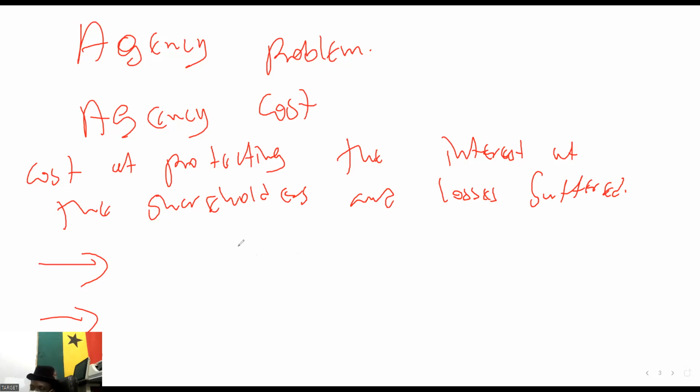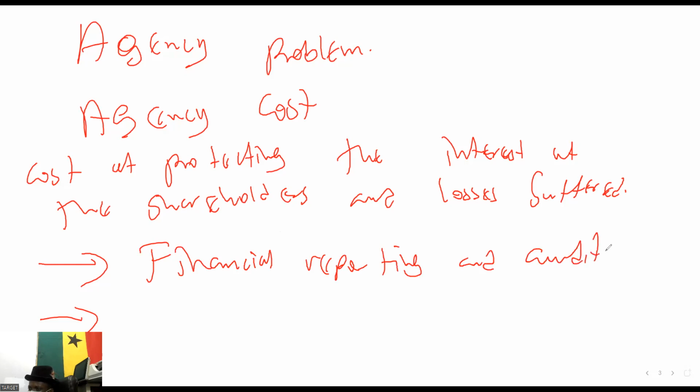Number one is financial reporting and auditing cost. All these are agency cost. Why are we saying financial reporting is an agency cost? Because the Makola woman, a sole trader, is not required by law to prepare financial statements. So a sole trader doesn't think about auditors.